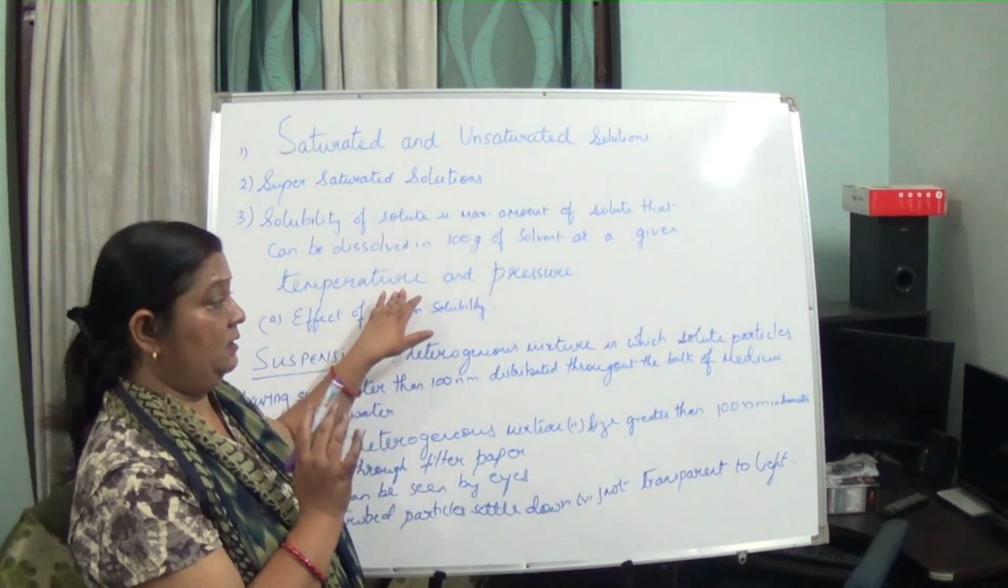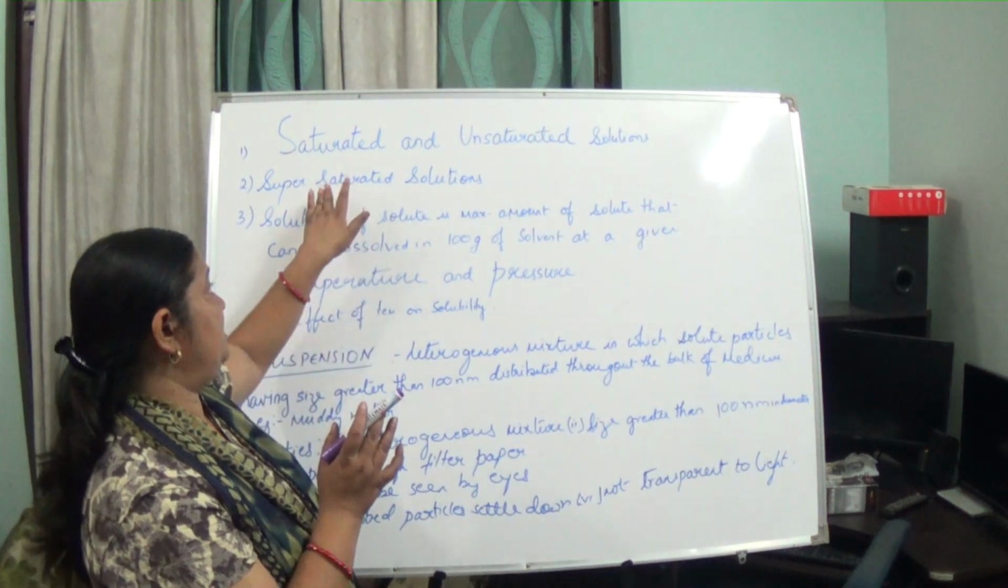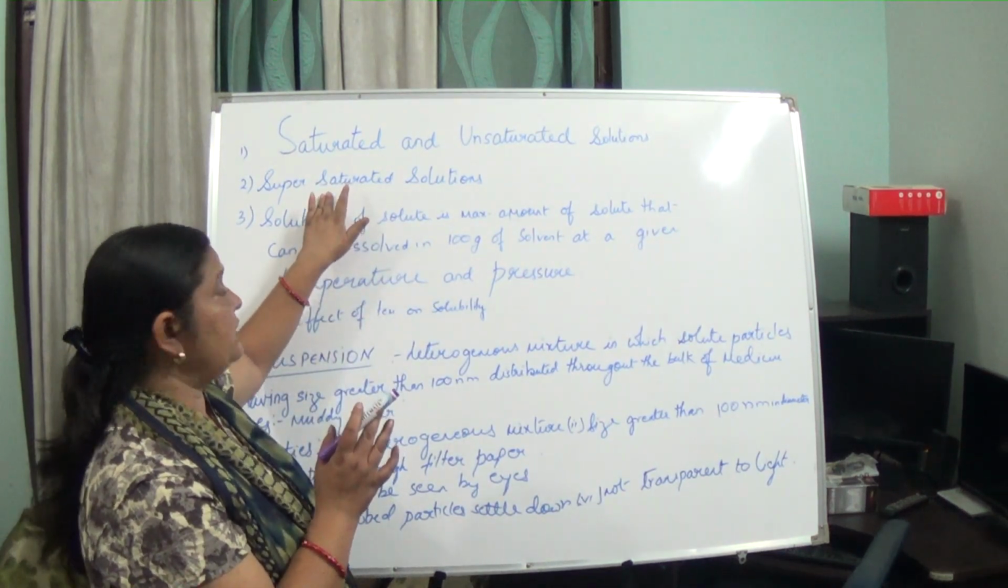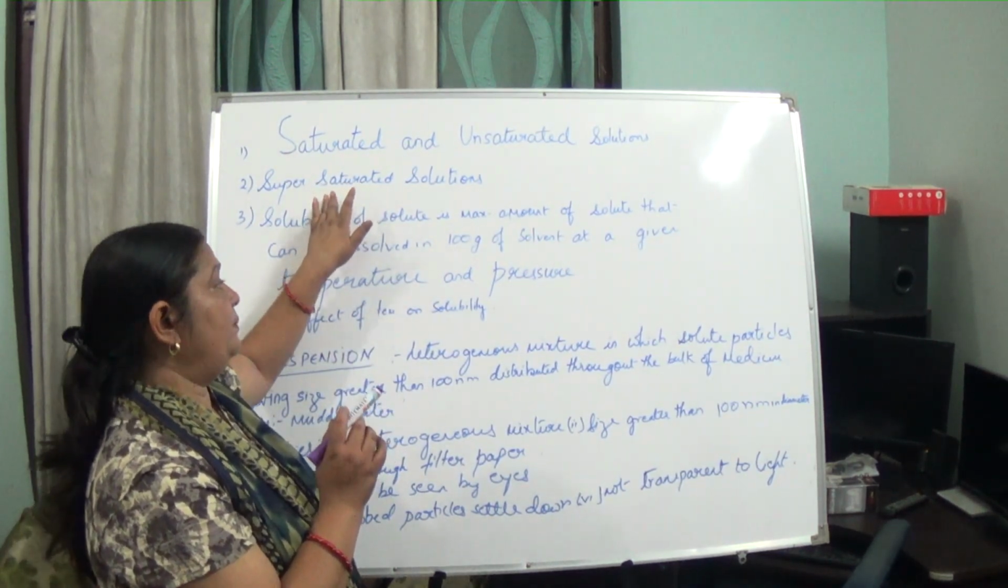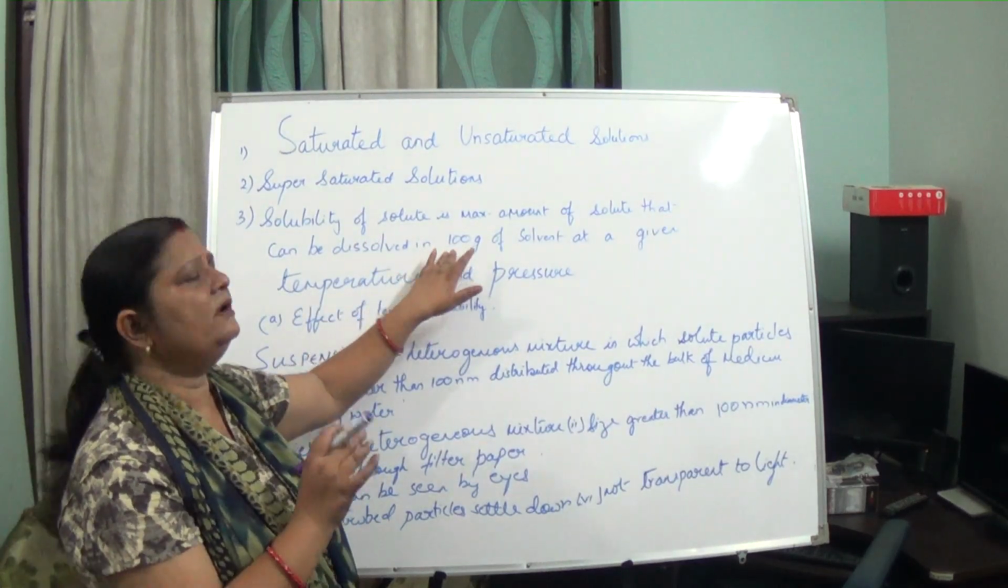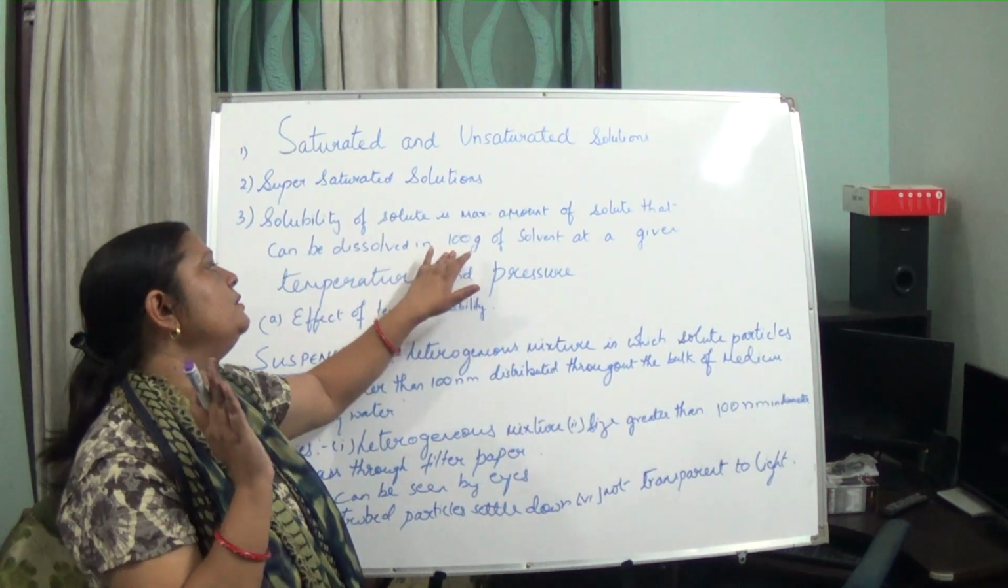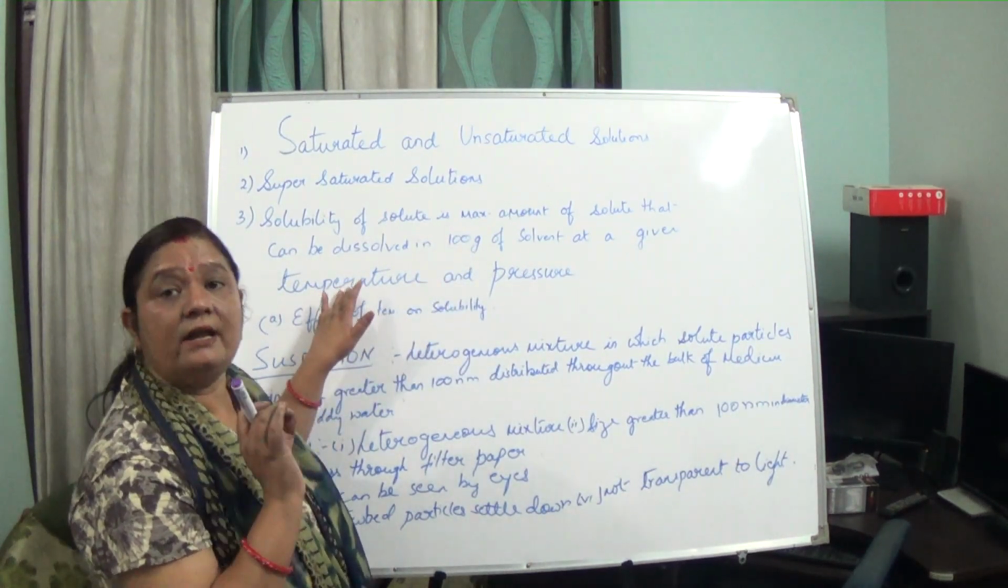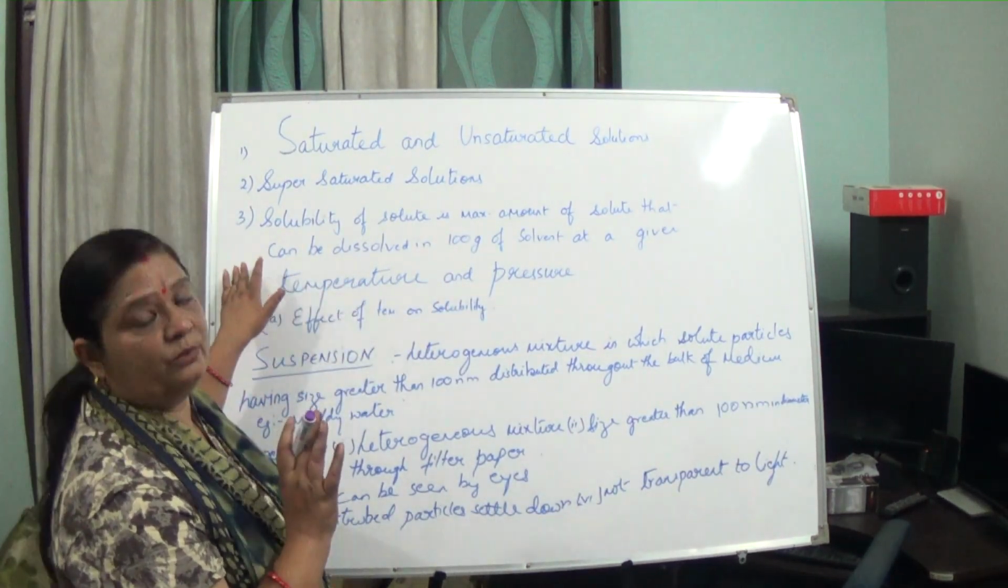If we decrease or increase the temperature, as we have seen, we formed a supersaturated solution when we increased the temperature. So here solubility is the maximum amount of solute that can be dissolved in 100 grams of solvent at a given temperature and pressure, and that is said to be what?